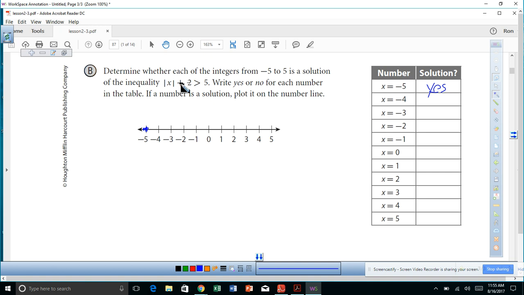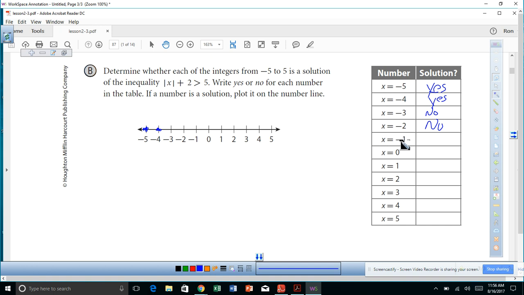We'll try -4. The absolute value of -4 is 4. 4 plus 2 is 6, which is greater than 5. So we got yes. -3, the absolute value of -3 is 3. 3 plus 2 is 5. Is 5 greater than 5? No. All right. -2, the absolute value of -2 is 2. 2 plus 2 is 4. Is 4 greater than 5? No.